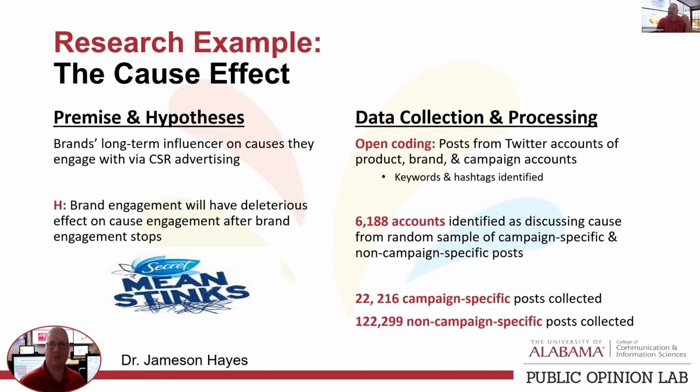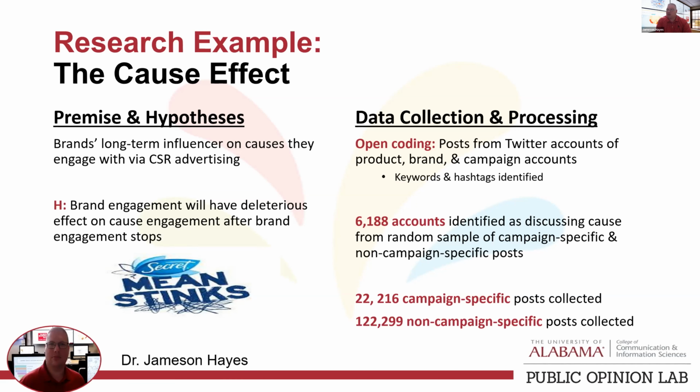We use those to then collect a random sample of the data from the campaign, and harvested 6,188 different accounts that engaged with the brand and the campaign. From that, we needed 2 data sets. One data set needed to be campaign specific, so posts that were actually talking about the campaign. And then we needed a data set of posts that were not campaign related, but still talking about the anti-bullying cause. So we used those accounts to scrape those 2 different data sets.